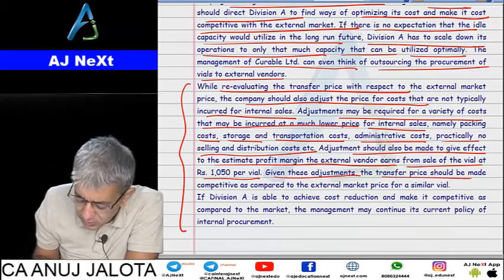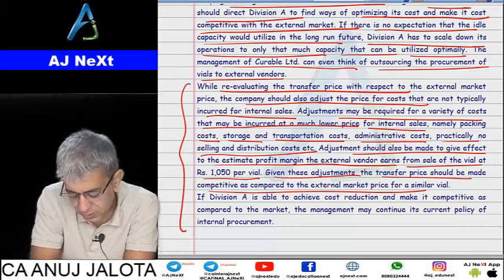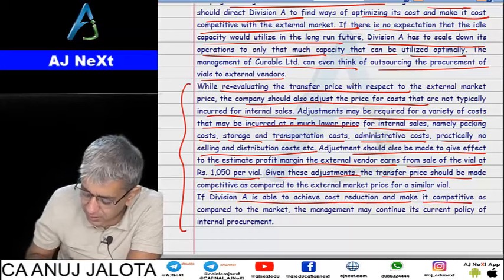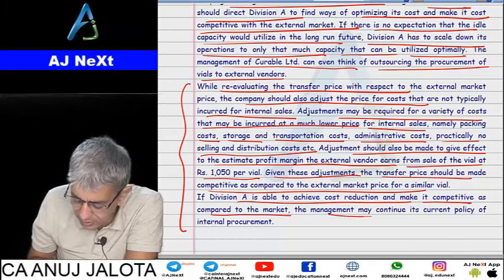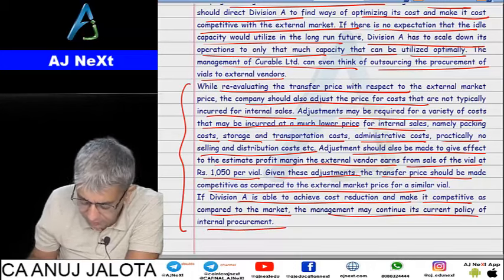Given these adjustments, the transfer price should be made competitive as compared to the external market price for a similar vial. If division A is not being able to achieve the cost reduction and make it as competitive as the market, the management may continue its current policy of internal.